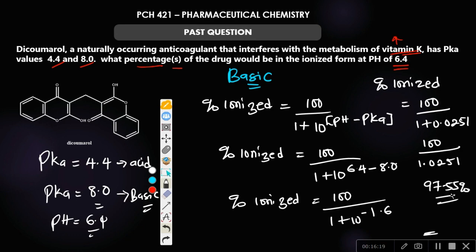100 divided by 1.0251 gives 97.55%. So this is the percentage ionized in basic at the pKa of 8.0. Are you getting it? At pKa of 4.4, it ionized 99 point something, while at 8.0, it ionized at 97.55. So you see that as the pKa increases, the percentage ionization decreases. Is that okay? So that is that for this part of the material. I think that's all.